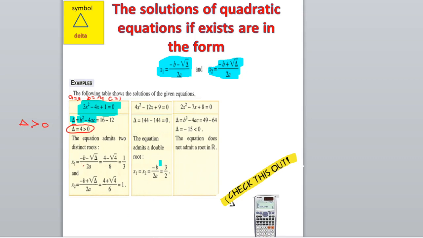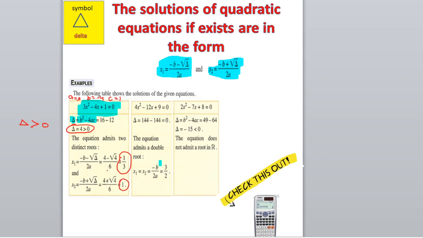Let's find the roots using the delta. Apply the formula. x1 equals minus b minus radical delta over 2a. Minus b is 4, minus radical delta, radical 4, over 2a, 2 times 3 is 6. Here I'm just substituting. So the first answer is 1 over 3. The second answer is minus b plus radical delta over 2a, so 4 plus radical 4, over 2 times 3, 6. So it comes out as 1. See? We got two roots.